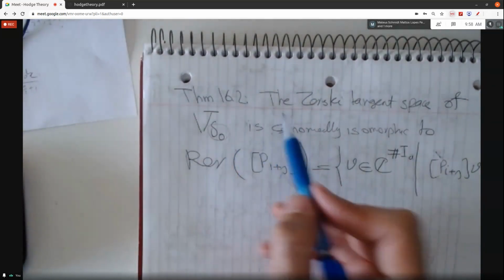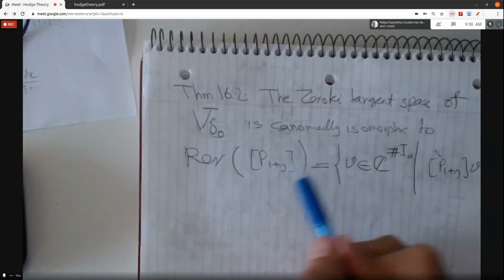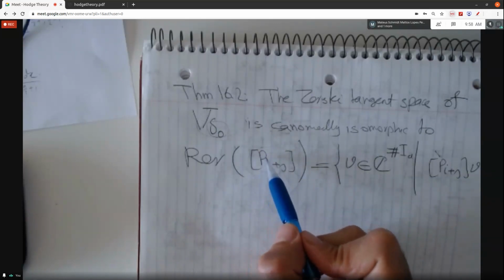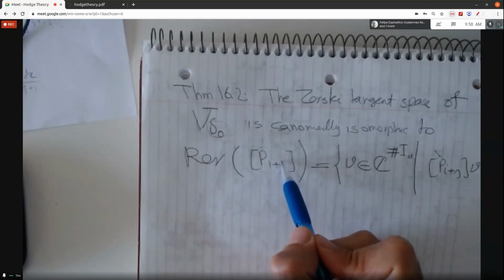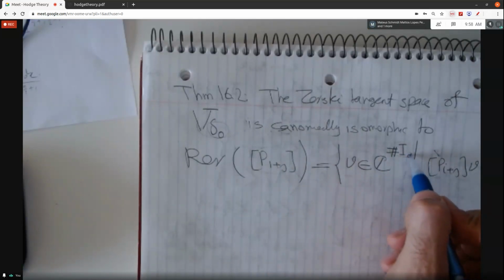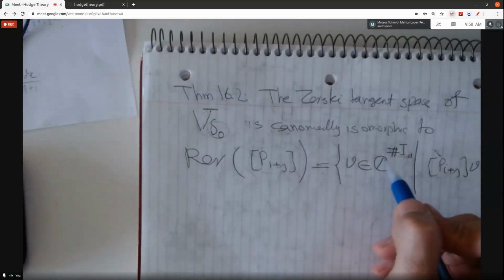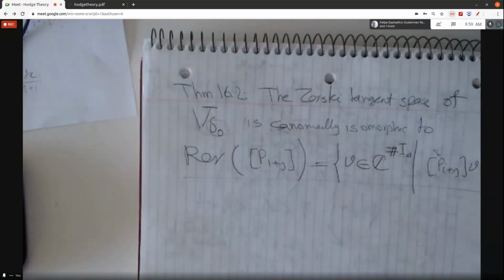So the Zariski tangent space of the Hodge locus is computable. And what it is: first, I form this matrix. Remember that these P's were periods of the Hodge cycle that I can compute explicitly. And then this was the number of rows of this matrix, and at the end, the kernel of this matrix is the tangent space.